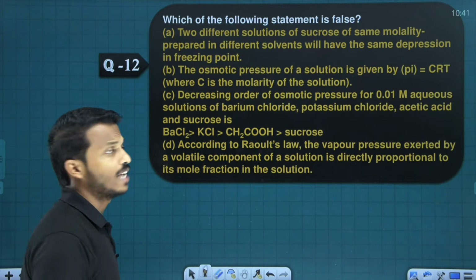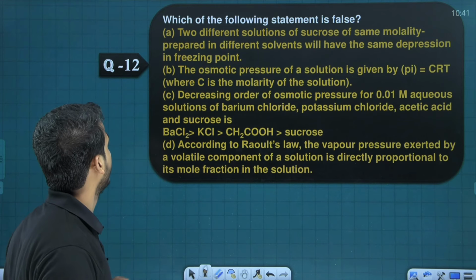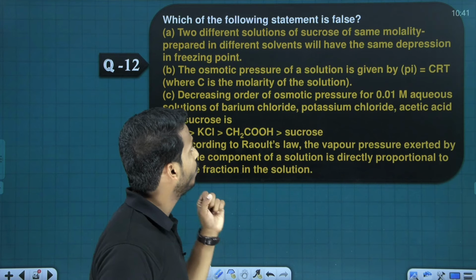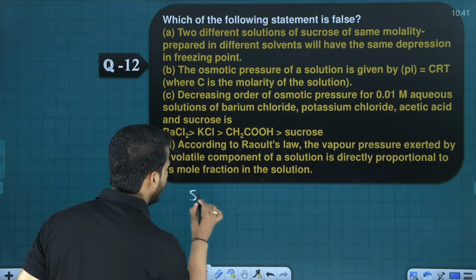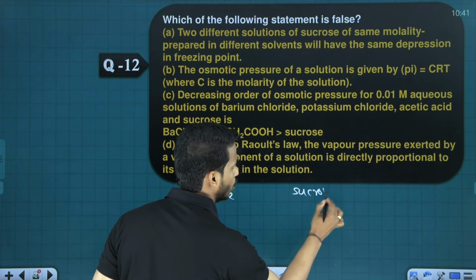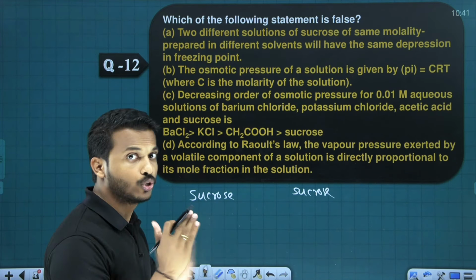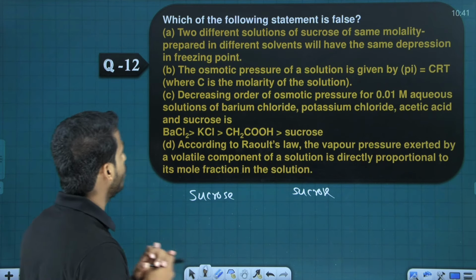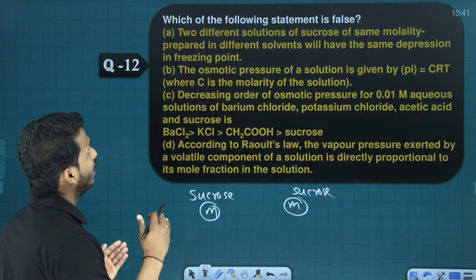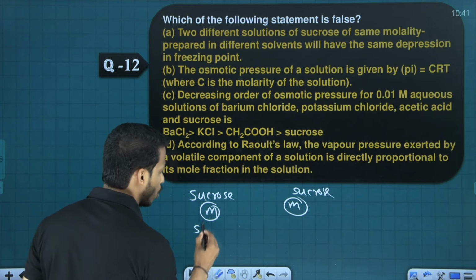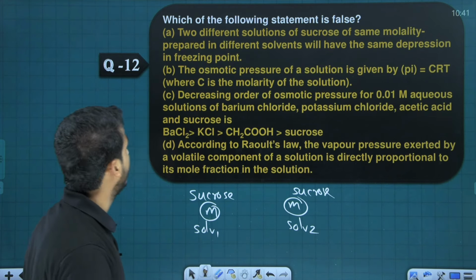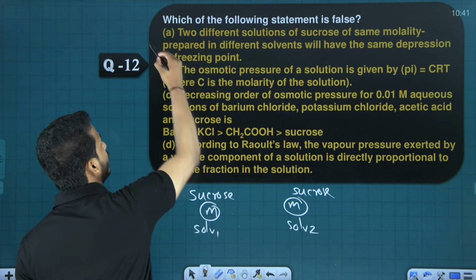Which of the following statements is false? 1. Two different solutions of sucrose of the same molality. So here a sucrose solution, here also a sucrose solution. Two different solutions of sucrose of the same molality, prepared in different solvents. So solvent 1 and solvent 2 will have the same depression in freezing point. No, that is our answer.